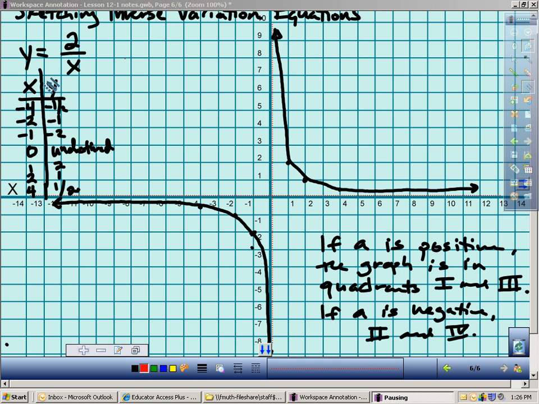If I plug in -2 for x, I get -1. If I plug in -1 for x, 2 over -1 is -2. I can't plug in 0. That's why I'm writing undefined. I can't divide by 0.